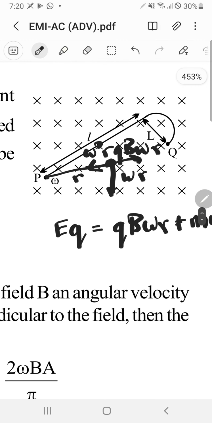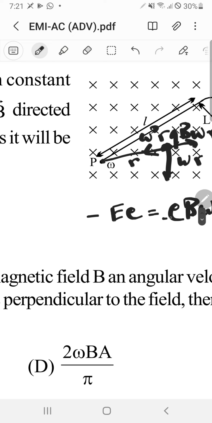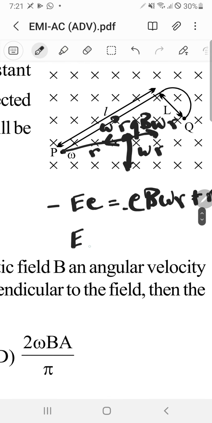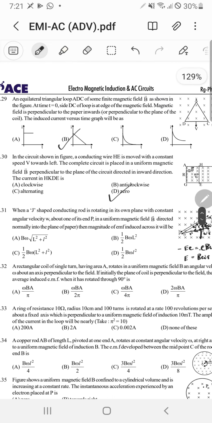So you got this field, it depends on charge. In this case, the charges that we are talking about are electrons. So this should be the correct thing, right? Oh, no, it should be negative, right? Because, yeah, that's right. Okay, so you got E equal to B omega r minus m omega squared r upon e, right? Alright, cool. And now what do we want?